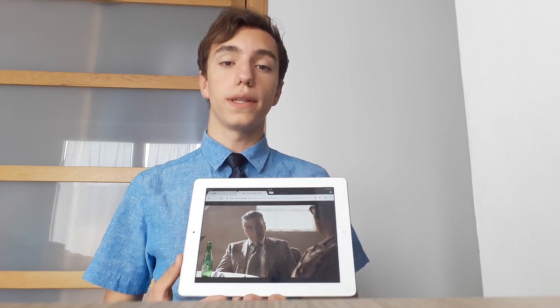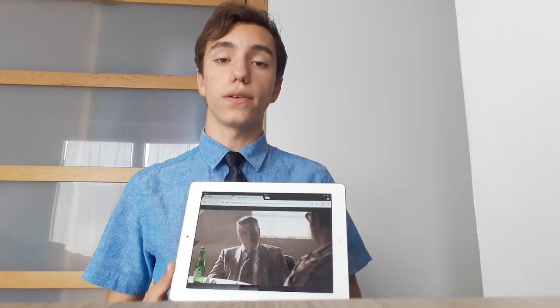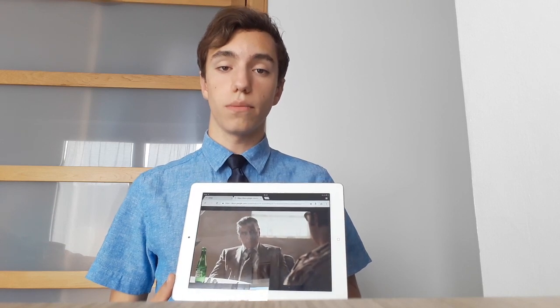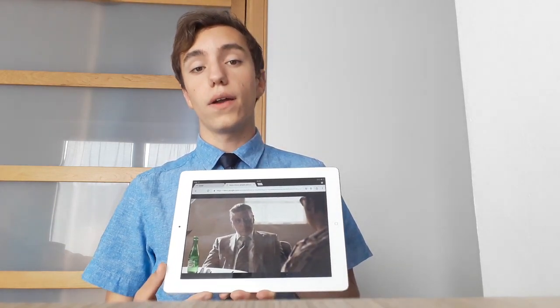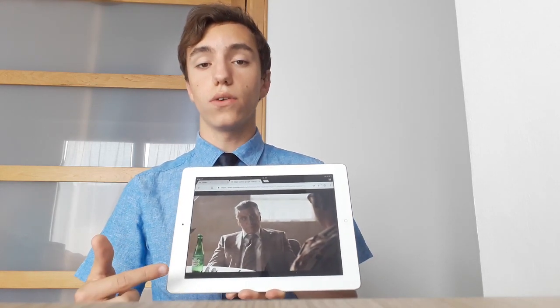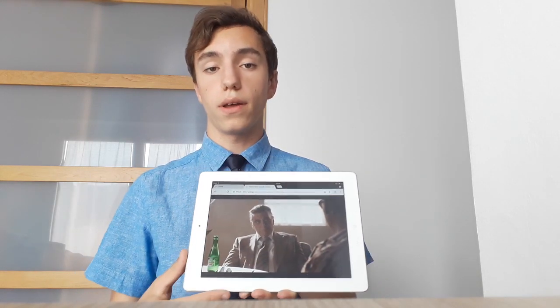Then we have the over the shoulder shot. In this shot, the camera is over the shoulder of one of the two characters. It is used to follow a conversation between two characters, and in fact, the character who is talking, in this case Al Pacino, is the one who is focused on by the camera.